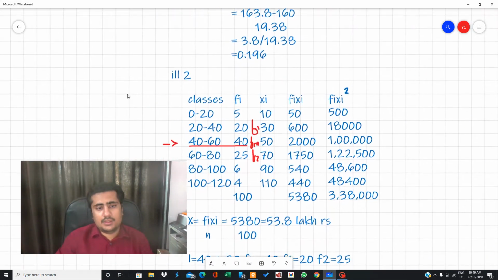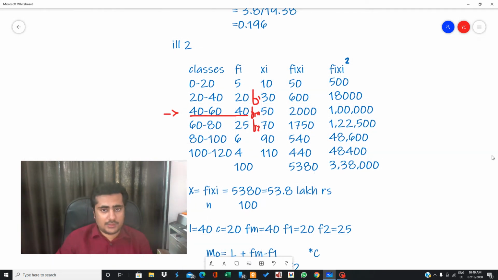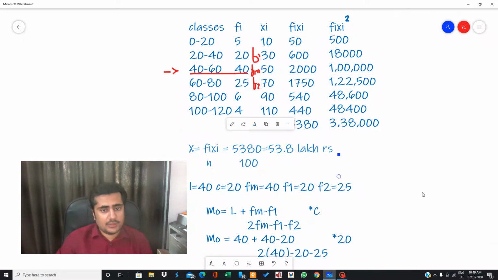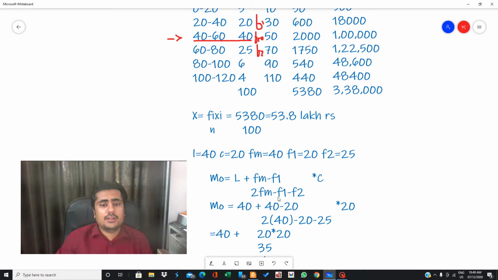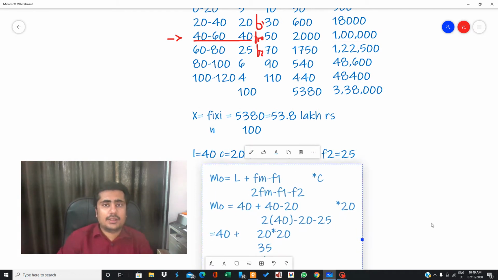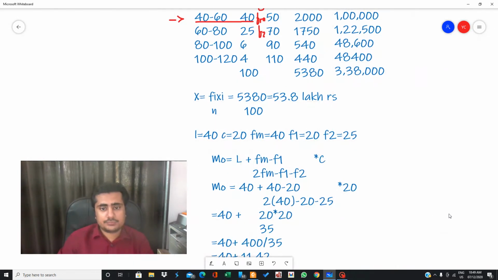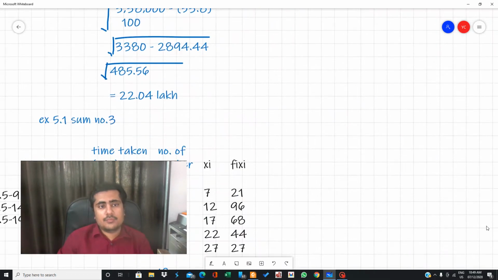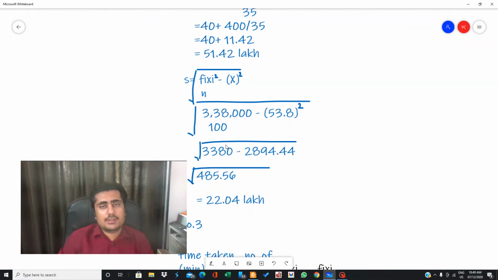Then we had seen the sums of classes where x bar was sigma fi xi upon n. There was an extended formula for mode. Mode is L plus Fm minus F1 upon 2Fm minus F1 minus F2, into C. Then standard deviation is sigma fi xi square upon n minus x bar square, under root.